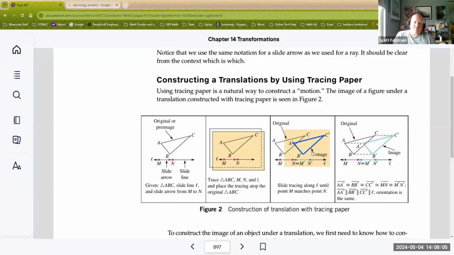So there we go. Now, because you're creating parallelograms, you have parallel lines. You'll notice A to A prime is parallel to B to B prime is parallel to C to C prime, because all the lines that you just made are going to be parallel. And they're all based on that line called MN.